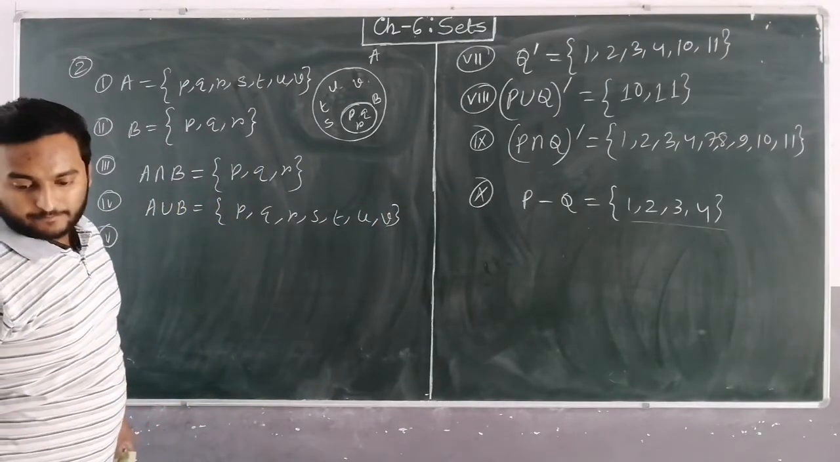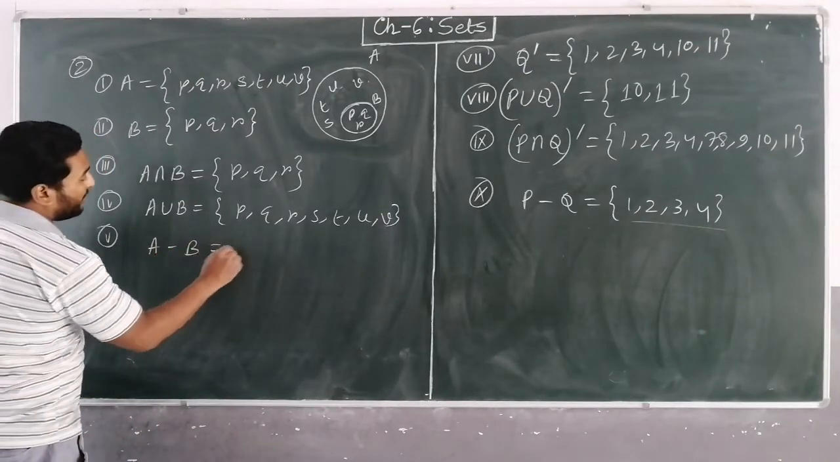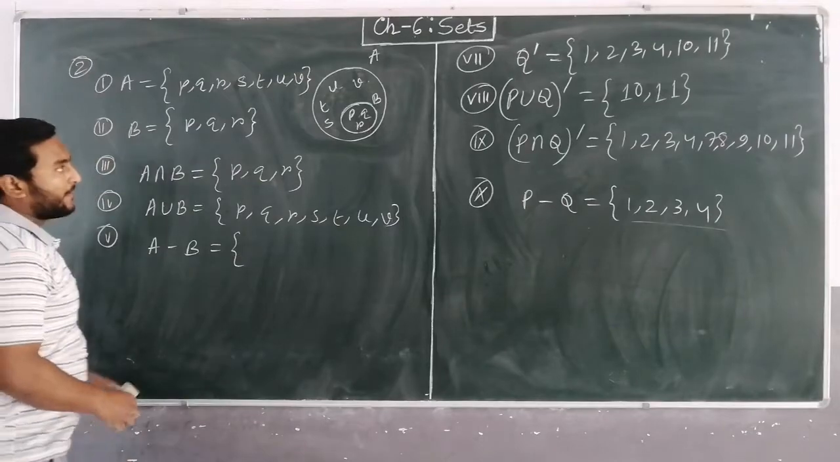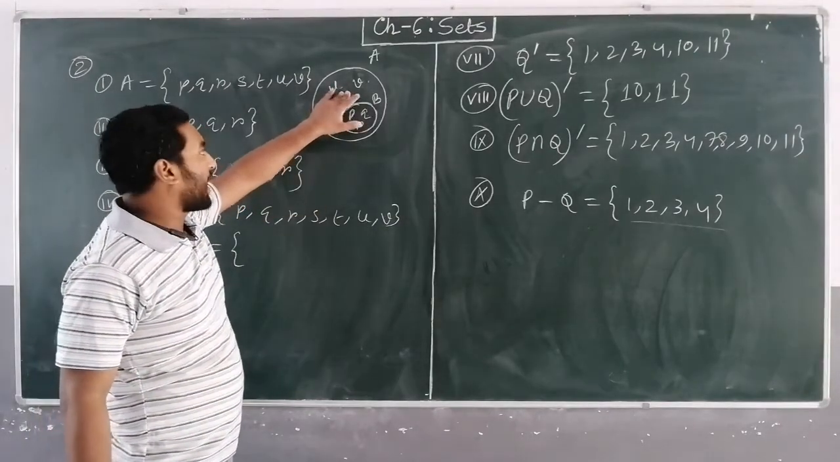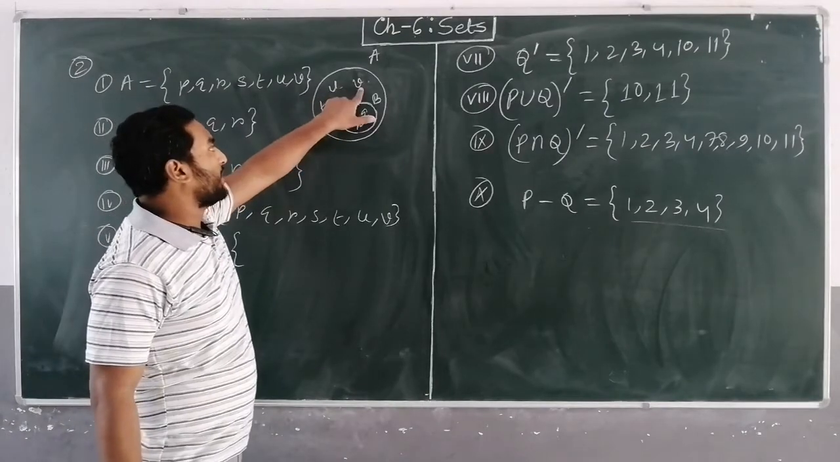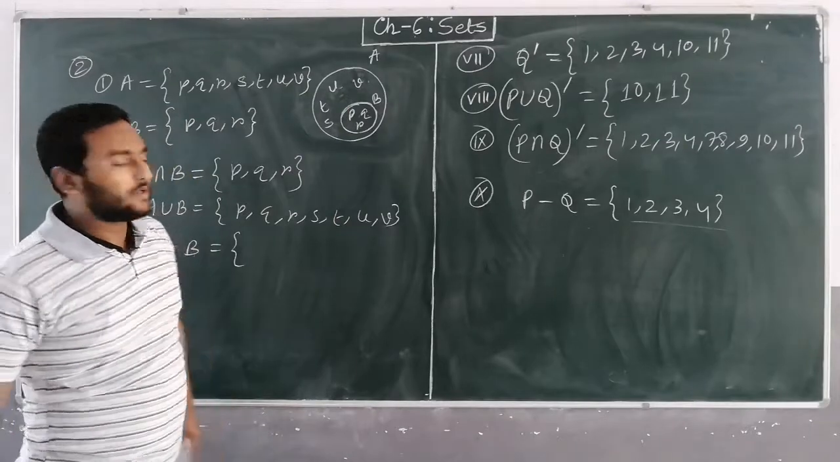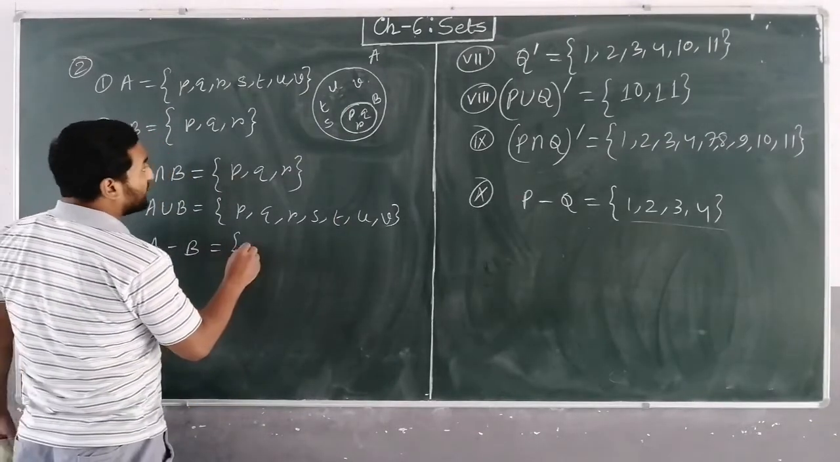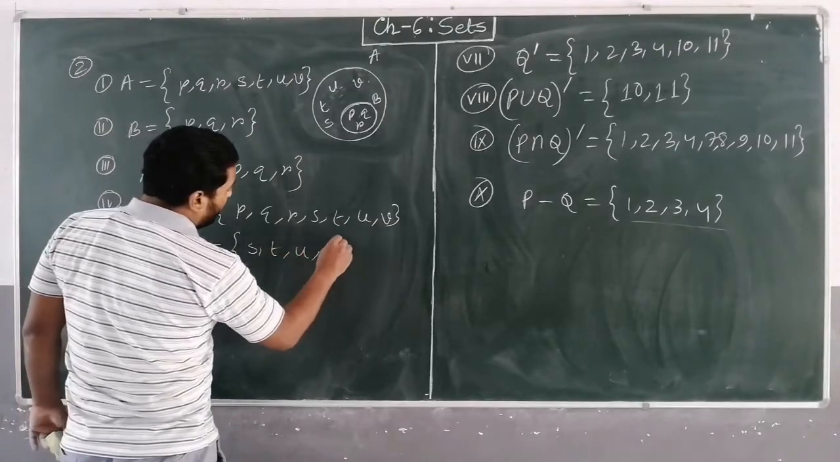Fifth part, A minus B. A minus B is the elements that are part of A only. So S, T, U, V, these elements are part of A only, not part of B. So A minus B equals S, T, U, V.